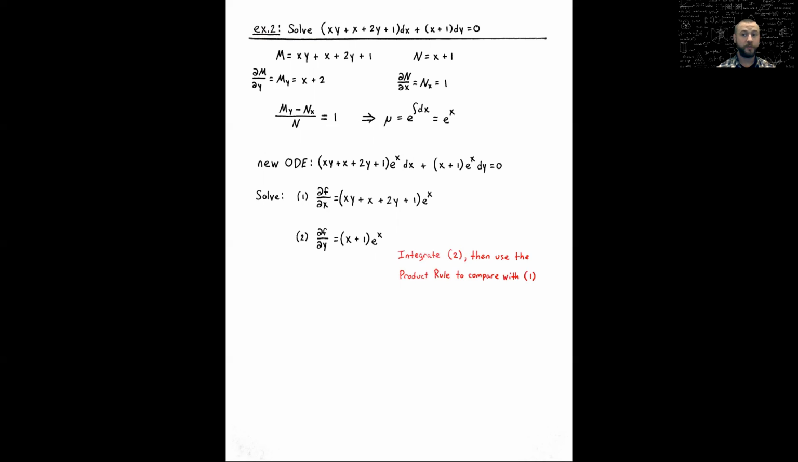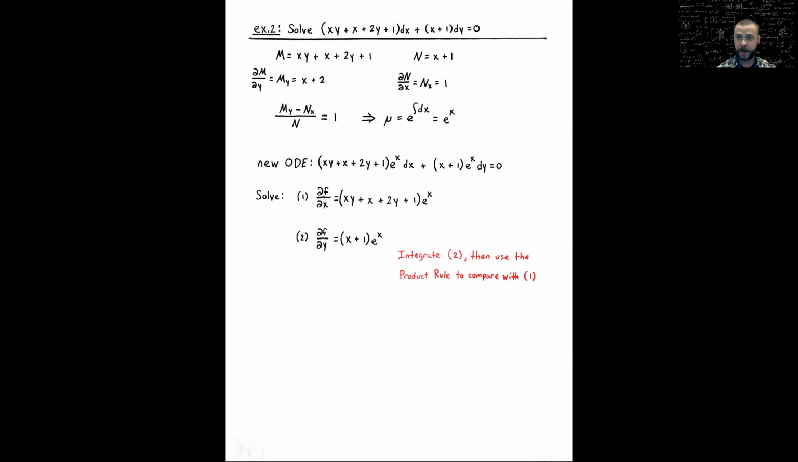Now, this is where most of the time is going to be spent. I would advocate to integrate equation 2 here with respect to y. And the reason for that, notice equation 2, that right-hand side, it only depends on x. There are no y's. That means that whole right-hand side is a constant with respect to y. So the antiderivative would just be that constant times y.